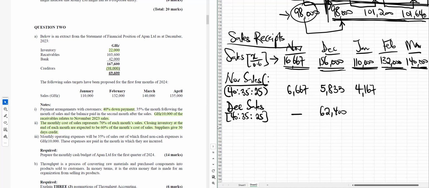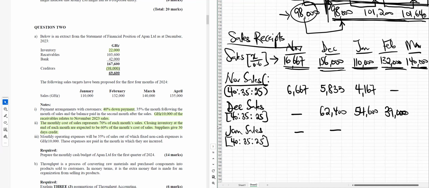Right? Then 35% goes to what? January. That's 54,600. Then 25% goes to February. That's 39 what? 39,000. You see? Then I come to January sales. That one too, I know I'm going to take a what? 40, 35, 25. Right? So this and this will not come in.